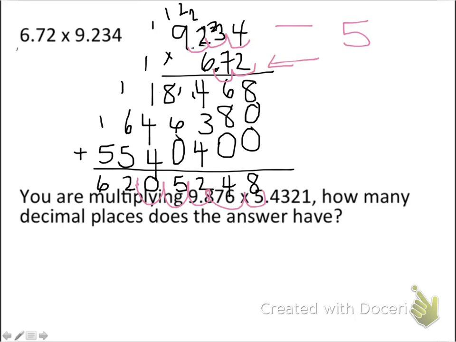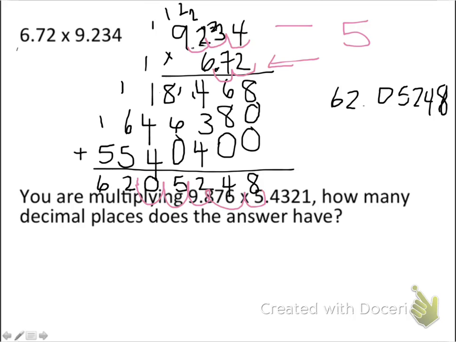So my answer is going to be 62 and 5,248 hundred-thousandths. I'm going to write that over here because it might be a little bit hard for you to see it. But our answer is 62.05248.